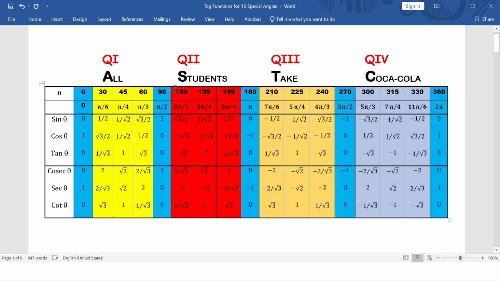All students take Coca-Cola, or all students take chemistry, or club, or chikwangwa, or whatever you can put there, coins. It's up to you, or chips. So all students take chips. If you like chips, just put something which you like, which starts with C. I know many people like chips, but Coca-Cola is also neutral, so all students take Coca-Cola.